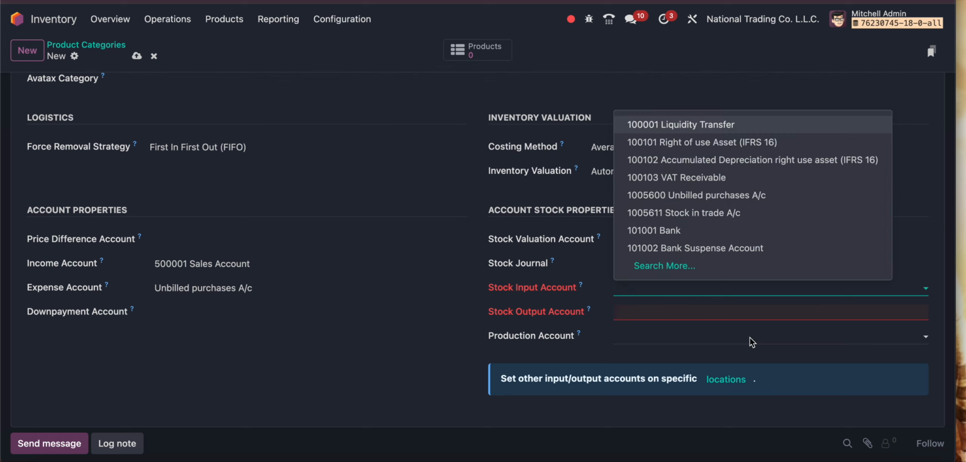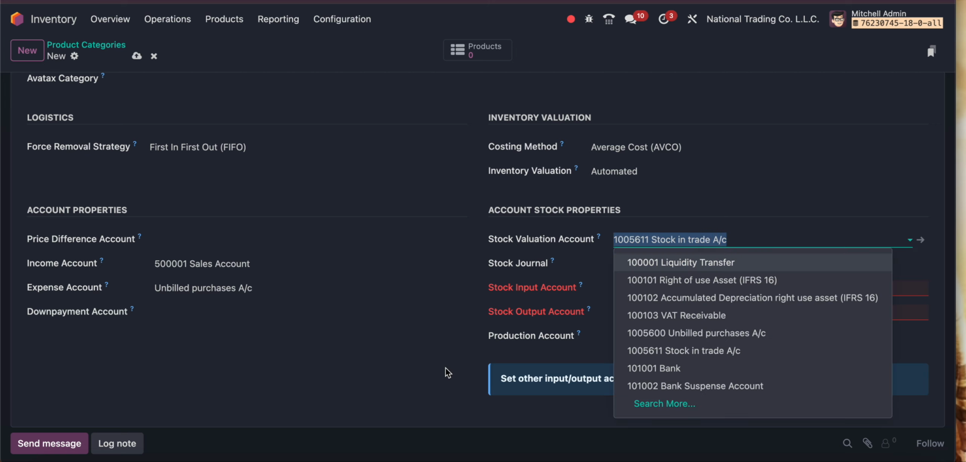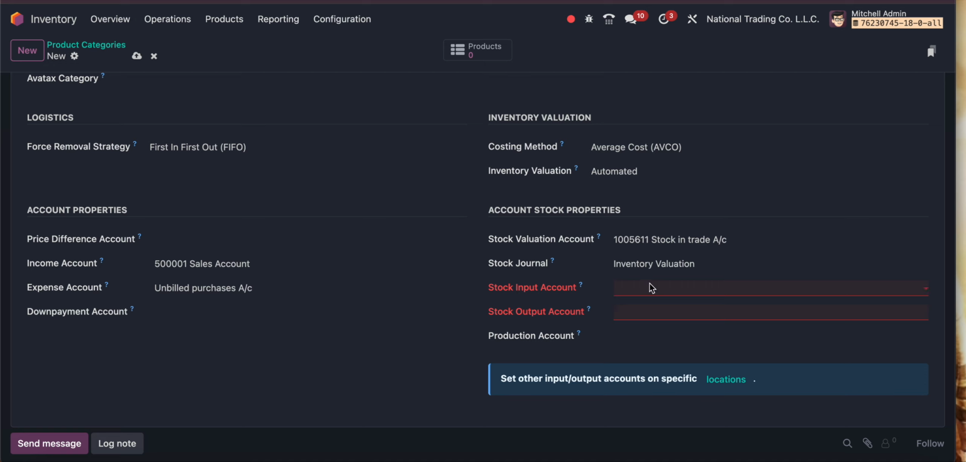So this is the account. So stock valuation account, this account will be debited whenever stock is coming into the business. That means while you validate the GRN, a journal entry will be created, and the stock in trade account will be debited. Okay, and the stock input account is the account that gets credited when the GRN is validated. So when GRN is validated, a journal entry will be created wherein stock valuation account will be debited to denote the inflow of inventory, and stock input account will be credited to satisfy the double entry system of accounting.